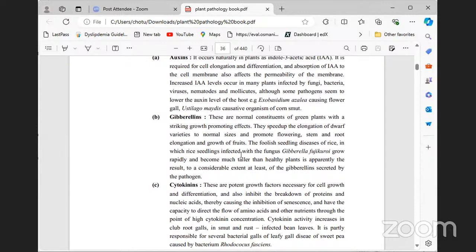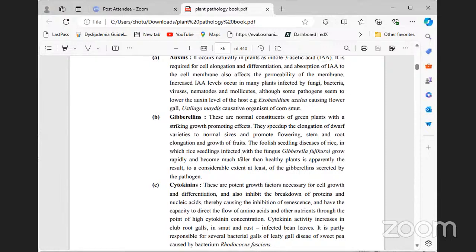The second one is the gibberellins. These are normal constituents of green plants with striking growth promoting effects. They speed the elongation of dwarf varieties to normal size and promote flowering, stem and root elongation, and growth of fruits. The foolish seedling disease of rice is called the Bakanae disease.